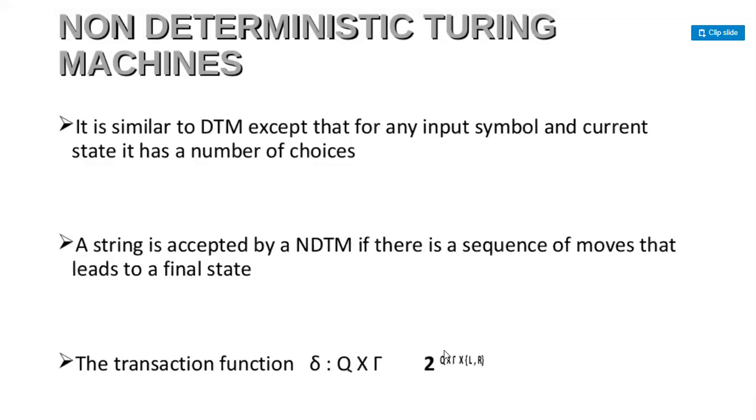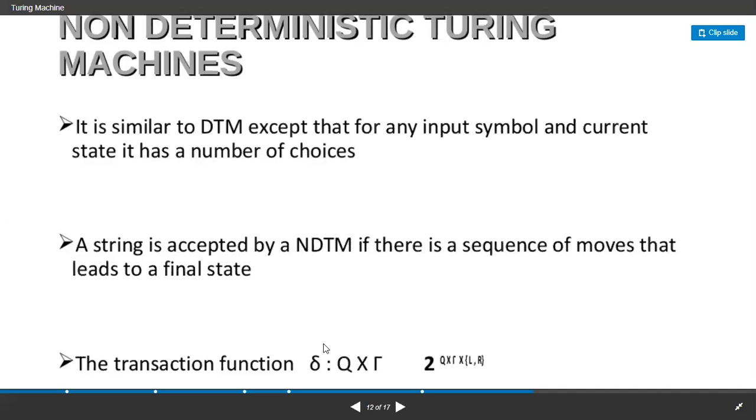And how do we define the acceptance of a string by the NDTMs? Based on the sequence of moves, if the final move leads to the final state, then we can say that it is accepted. Otherwise, it is rejected or not accepted. And this is the transition function for the NDTMs. Please make a note of this transition function.